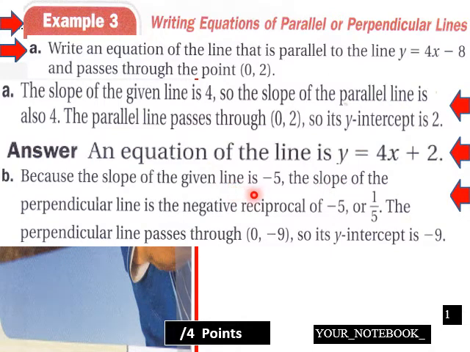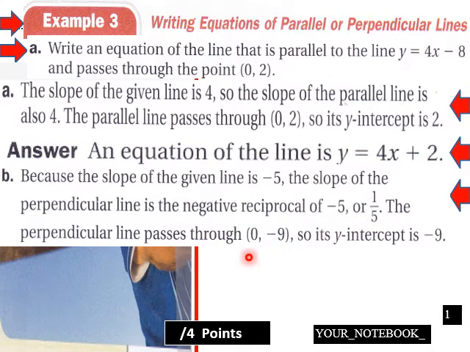Because the slope of the given line is negative 5, this is a different situation here. We're talking about a line that has a slope of negative 5. The slope of a perpendicular line is the negative reciprocal of the existing line. So this is negative 5, and the negative reciprocal of negative 5 would be 1 over 5.